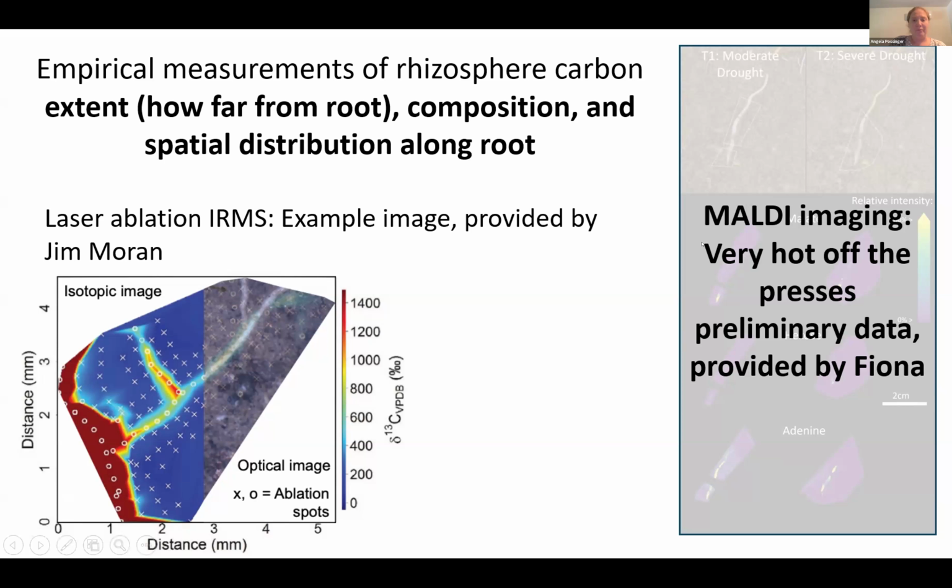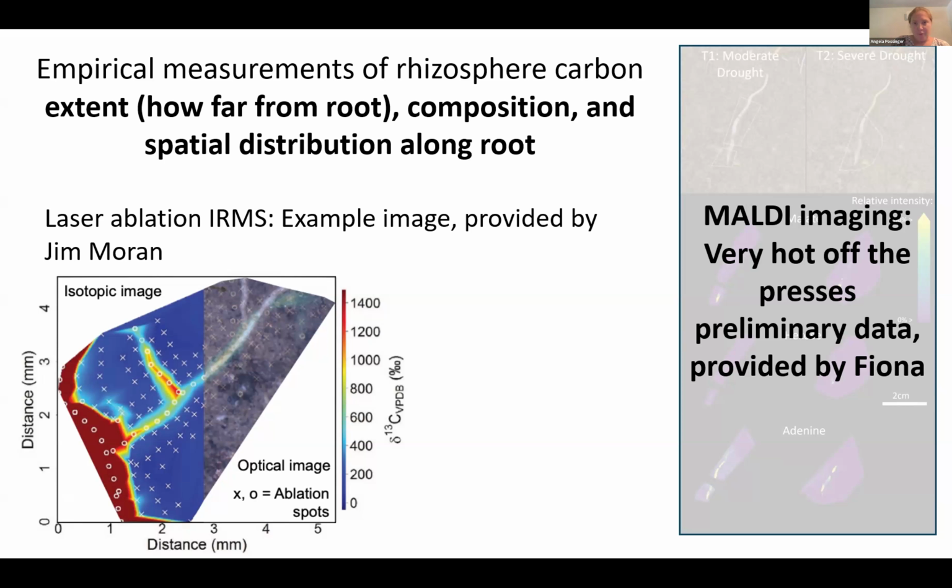We're so early in the project that I'm not really even showing any data as of yet, but just to show that we're going to be using laser ablation IRMS to measure how far carbon moves using isotope labels and detection. And that's what we're working on with Jim Moran. And Fiona is there now at EMSL doing a lot of work with MALDI to look at the composition of those root exudates along the root. So both what is there, and then also how are they spatially distributed.